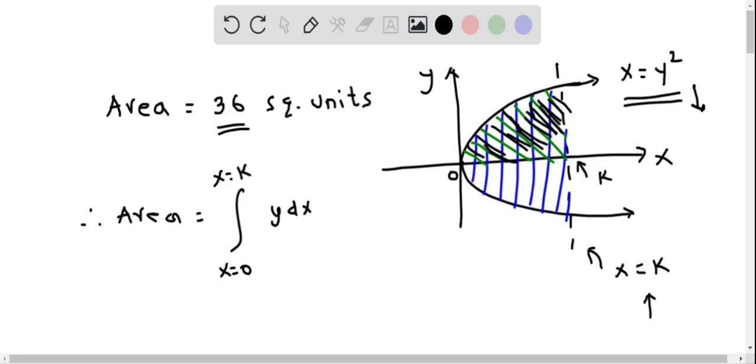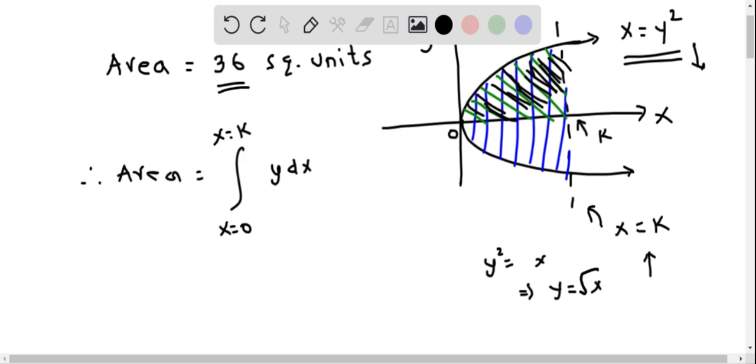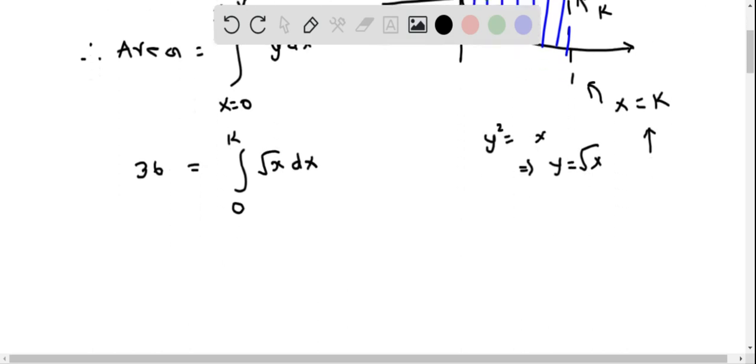We find y using the equation y squared equals x. So this implies y equals root x. Let's put that here. We are given that the area equals 36, so I replace the area by 36, and this equals the integral from x equals 0 to x equals k of root x. We can rewrite root x as x raised to the power of 1 by 2, dx, from 0 to k.